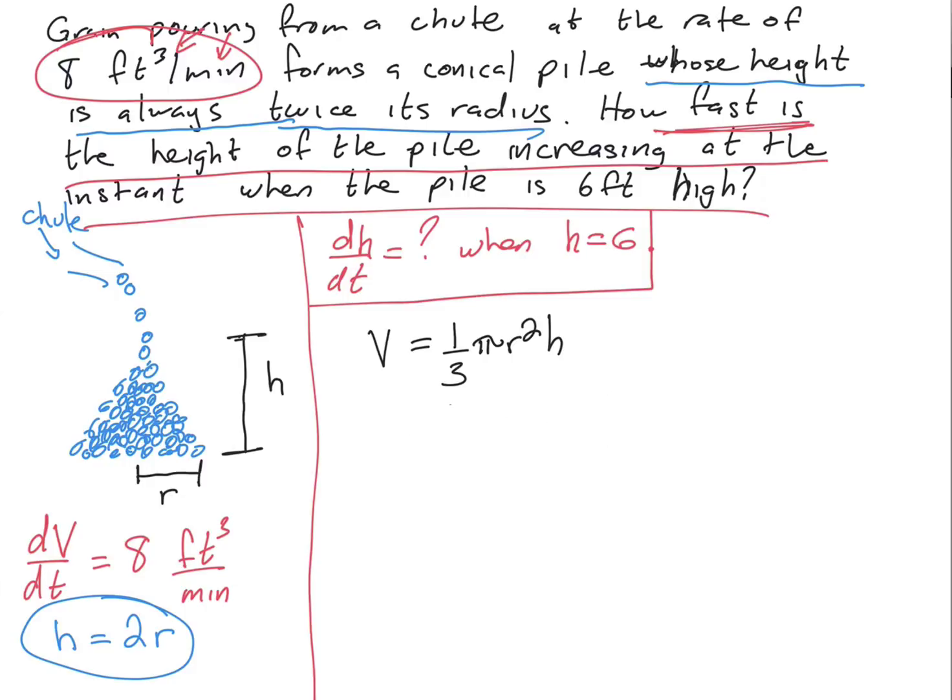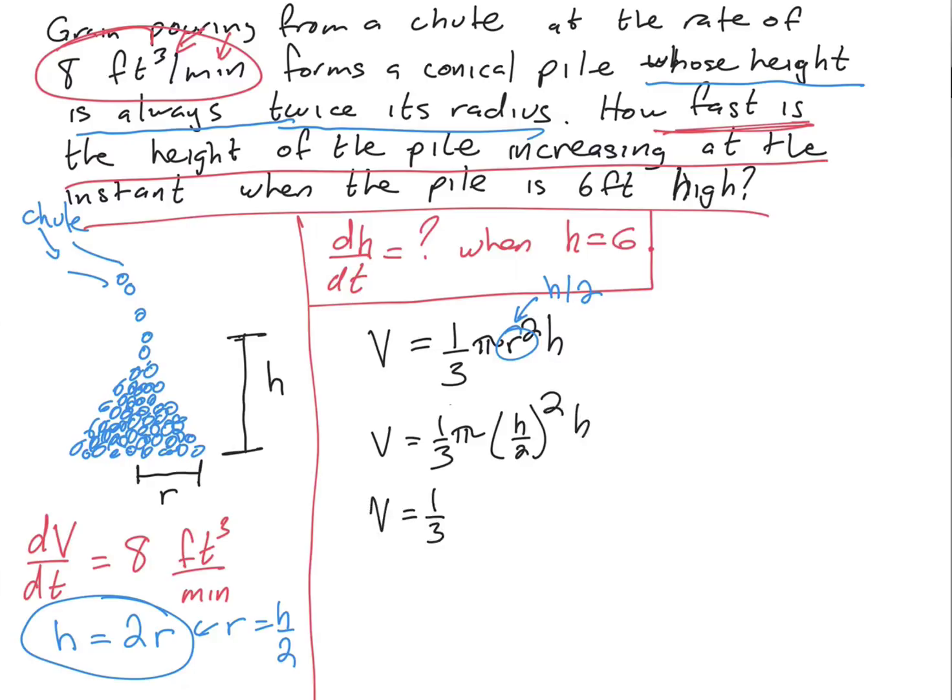So let's go back. Here I'm going to use, not h equals 2r, but instead r equals h over 2. That way I'll have only h's in there, right? Does that make sense? So I'm going to replace r with h over 2. And so then what does that look like? That's going to be v is equal to 1/3 pi h over 2 squared times h.